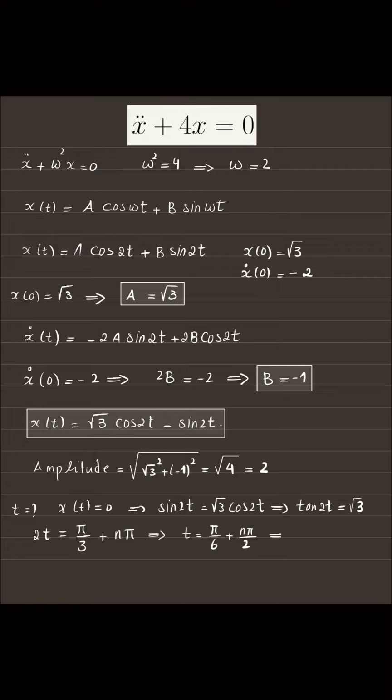But because we want to find the minimum possible positive value, positive because time is positive here, and we want to find the first time that the particle reaches the origin, it means that I need to choose the minimum possible value for t. So then I have to choose n equal to 0. Yes, because if I choose a negative number, then t becomes negative. So the first positive value for t is when I choose n equals 0, and the number will become pi over 6 time units.